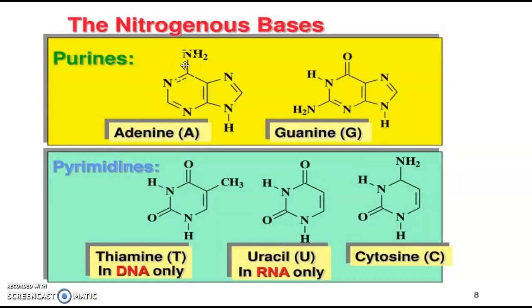This is very important. Purines are further divided into adenine and guanine, and pyrimidines are divided into thymine, uracil and cytosine. The major difference is that thymine is present in DNA and uracil is present in RNA. The structure is very important. Adenine is denoted by capital A, guanine by capital G, thymine by capital T, uracil by capital U, and cytosine by capital C. So these are the nitrogenous bases.